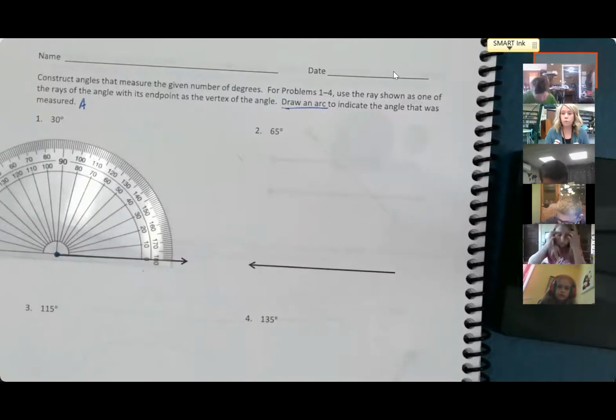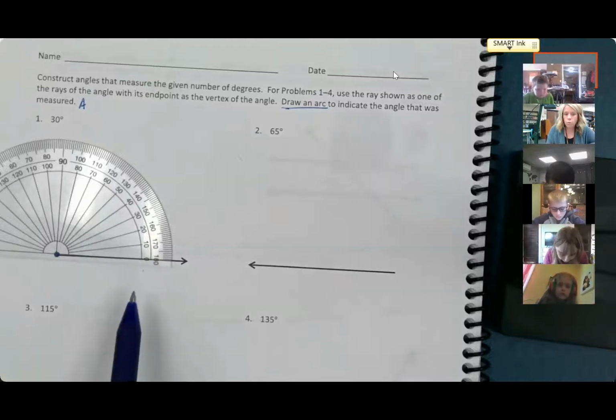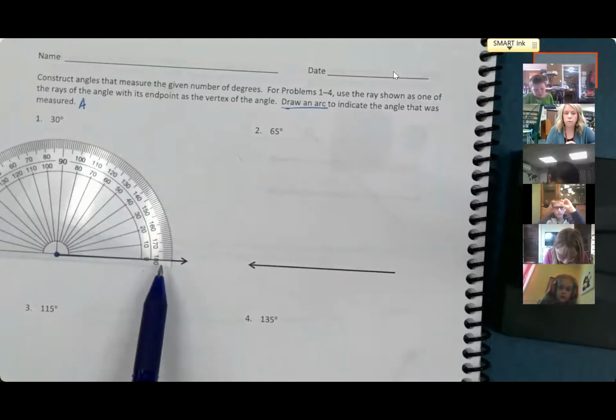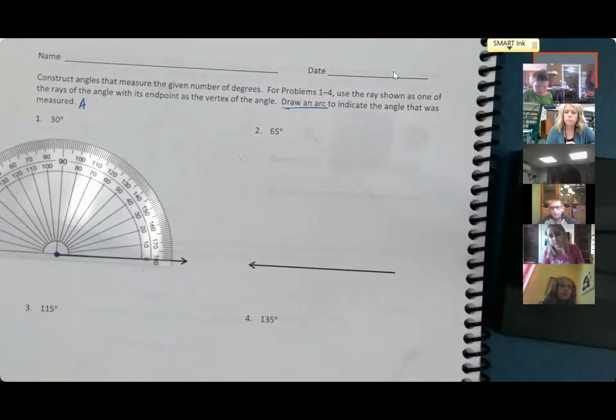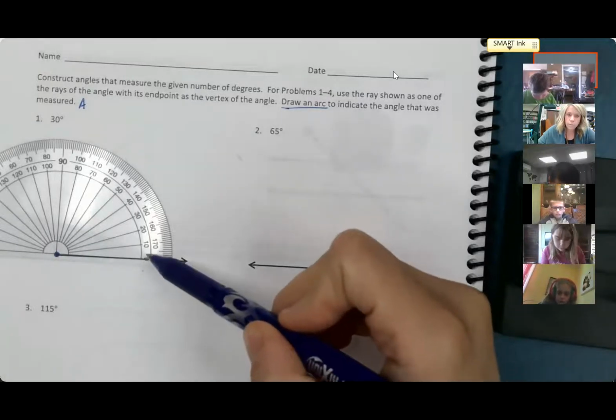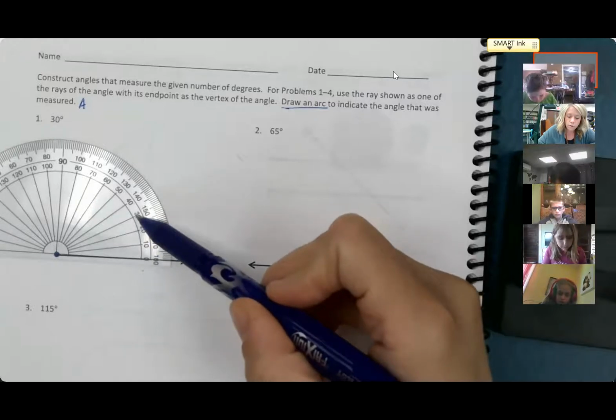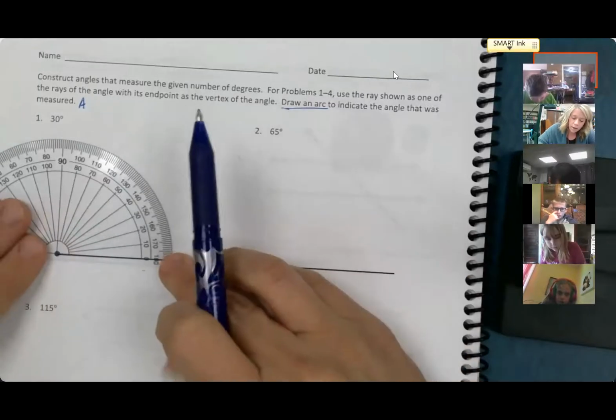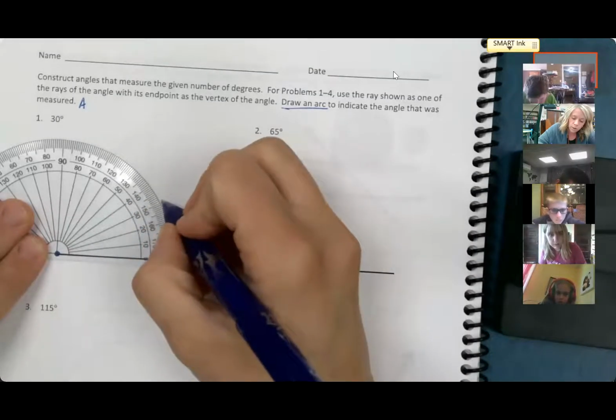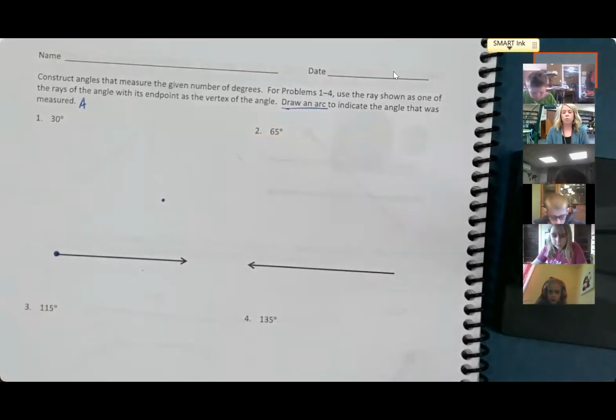Now we want to make sure we're using the right numbers. Cooper, when we measure anything, what do we start with? Whether it's your height, your weight? 0. 0. So we're going to use, Cooper, the bottom or the top set of numbers here? The bottom. Very good. So I'm going to look and I'm going to find 30. So I start at 0 and I travel up my protractor until I find 30 degrees. Then I kind of trace it with my pencil and I make a point there. And then I move my protractor.